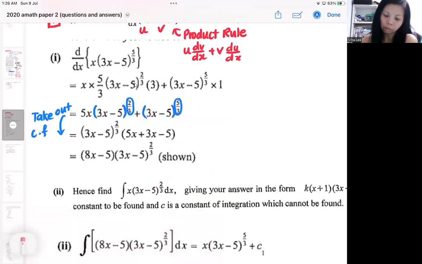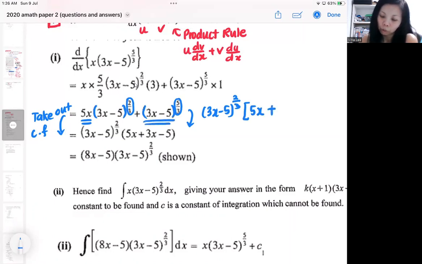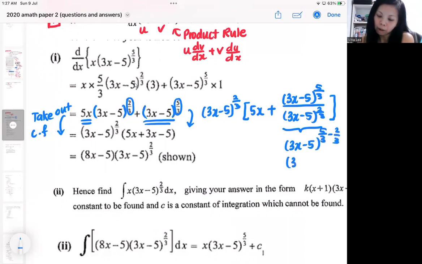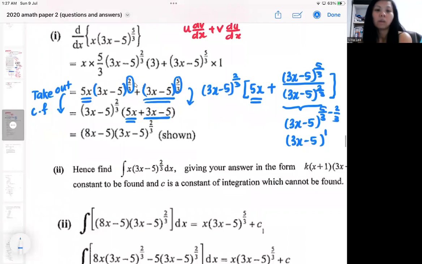So how are you supposed to do the take out common factor? Okay, so let me show you first. So if you take out the common factor, this will be left with a 5x. But if you take out the common factor here, you are doing a divide. So you are dividing your common factor. So when you are doing the take out common factor, you are dividing. And this part here is your indices. You will subtract the power. So you will get power 1. And that's how you get this. So you got the 5x. And then when you divide using the indices, you get the 3x minus 5. And that's how you get your 8x minus 5.